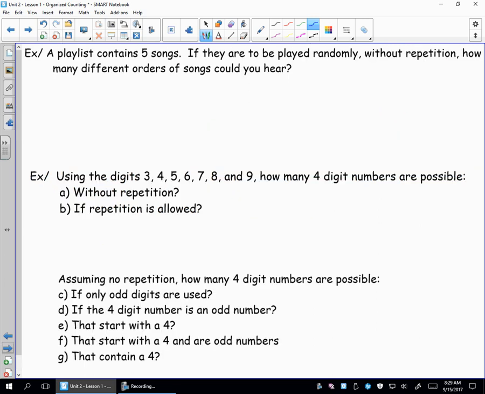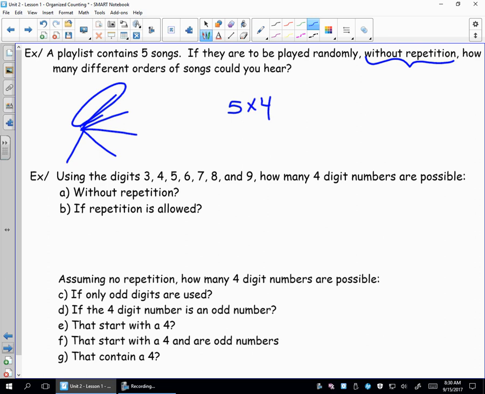Okay, I got a couple more for you. A playlist contains 5 songs. If they're played randomly without repetition, how many different orders of songs could you hear? Now this question is slightly different than the previous ones. There's one big idea here. This without repetition. Why does that matter? Well, when I play the first song, I've got 1, 2, 3, 4, 5 choices. But once I've played a song, let's say I played that one, I can't play it again. So when I go to the next stage, I don't have 5 choices anymore because one of these songs is gone. I've only got 4 choices now.